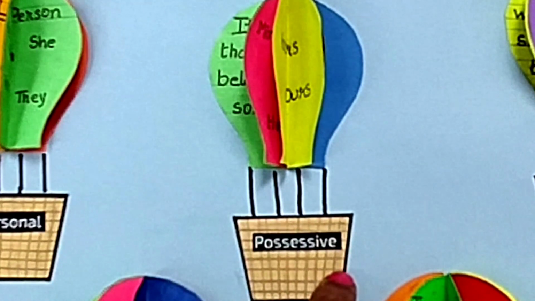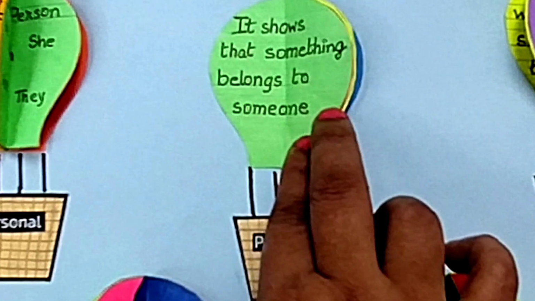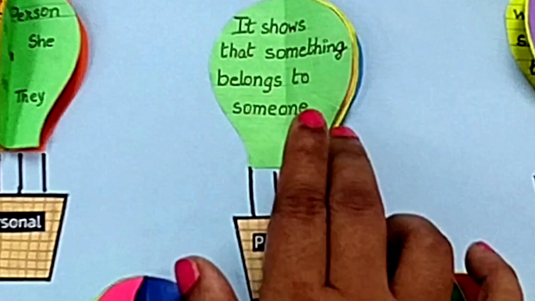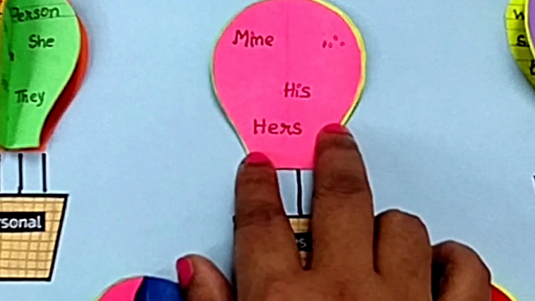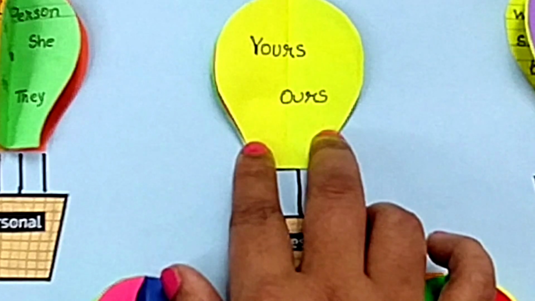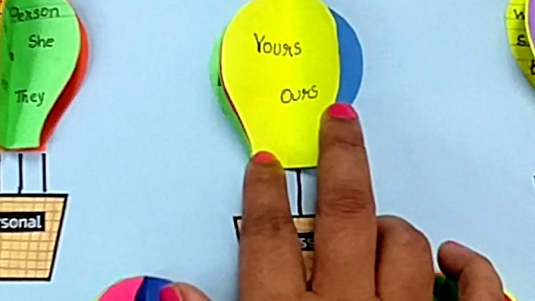Possessive pronoun. When a pronoun shows that something belongs to someone, it is called a possessive pronoun. For example, mine, his, hers, yours, ours, etc.